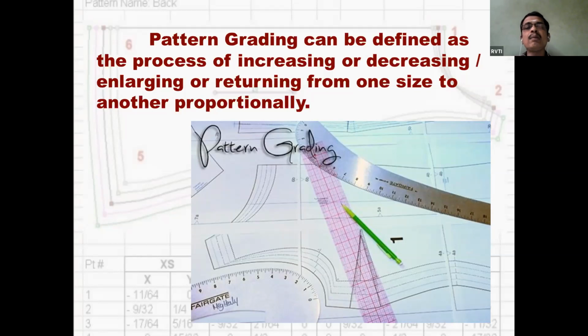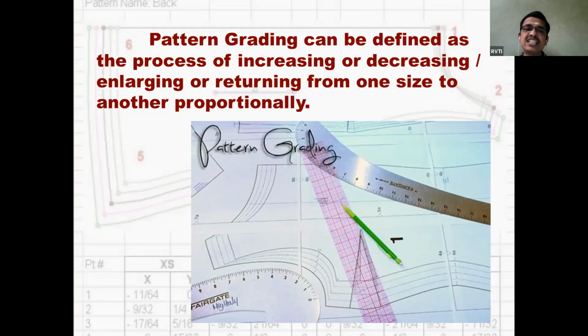So if you're preparing a pattern for one size, the other sizes can be prepared. If I'm preparing a pattern for S size, with the help of S size, I can prepare M, L, XL, like that. Otherwise, if I prepare XL size, I can prepare patterns for L, M, S, like that. In that process, we are increasing or decreasing the sizes, otherwise enlarging or reducing from one size to another size. This process is known as pattern grading.